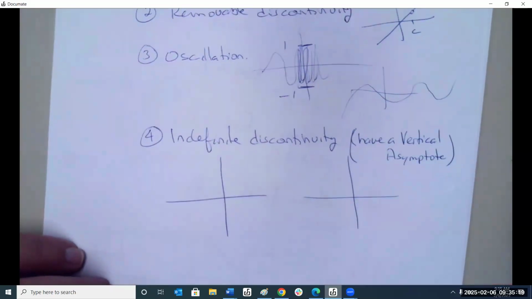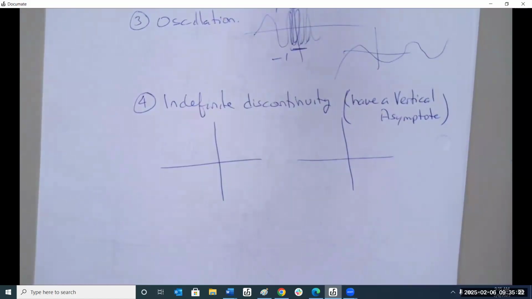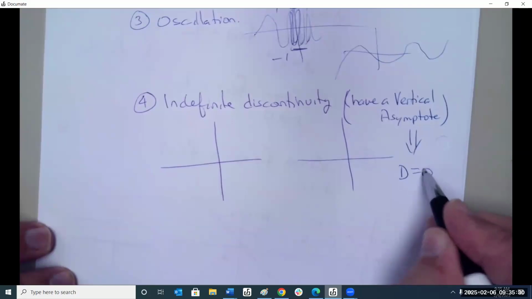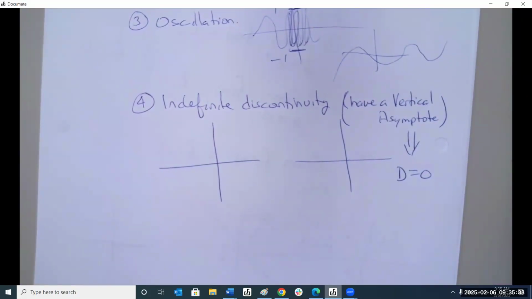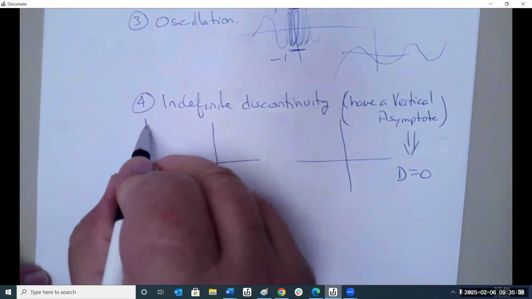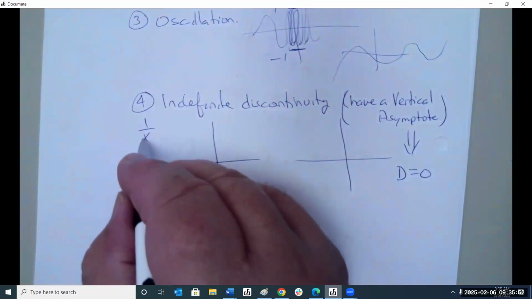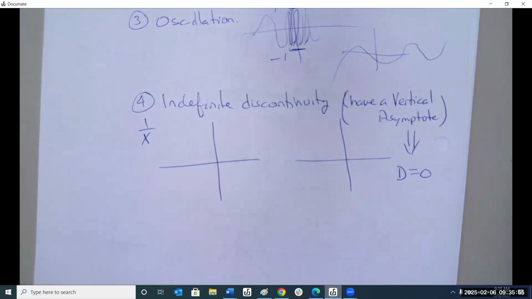You have an infinite discontinuity whenever you have a vertical asymptote. How do you know if you have a vertical asymptote? The denominator equals 0. For example, the graph 1/x. Is that an infinite discontinuity? Can the bottom be equal to 0? It's an x. X can be anything. So in this case, whenever the bottom is 0, we have an infinite discontinuity.